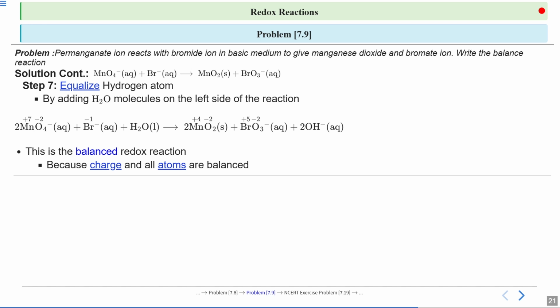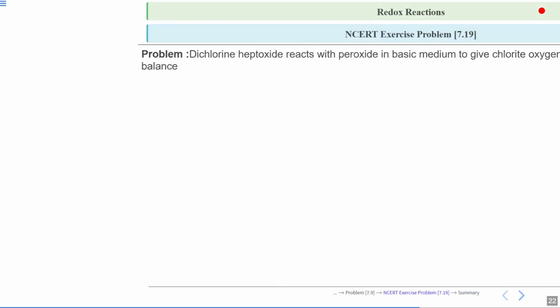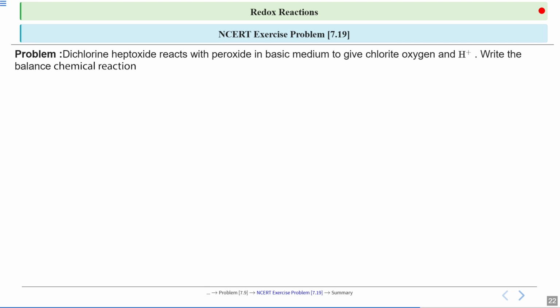So I hope now you also have a clear idea about the balancing of redox reaction with the help of this method in both the medium, that is acidic medium and basic medium. So now let's move on to the next question, which would be the last question. It is NCERT exercise problem 7.19.